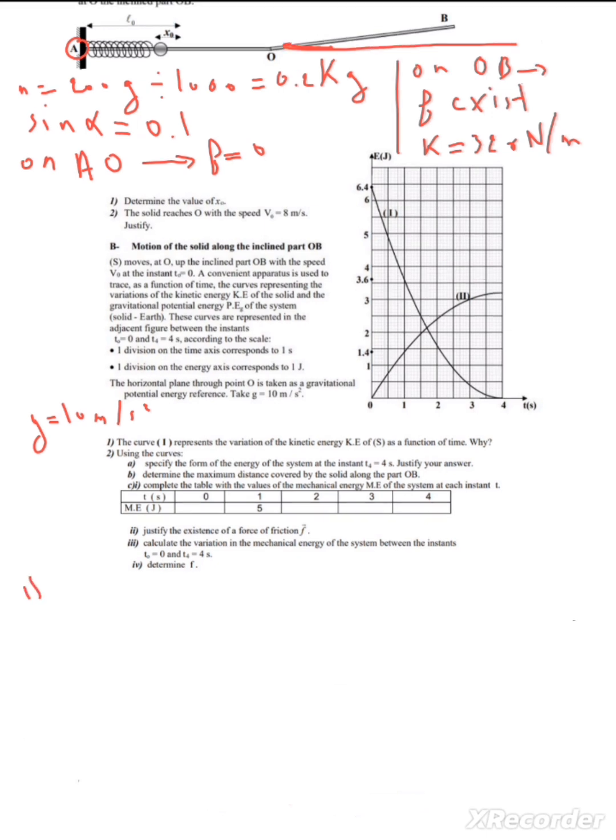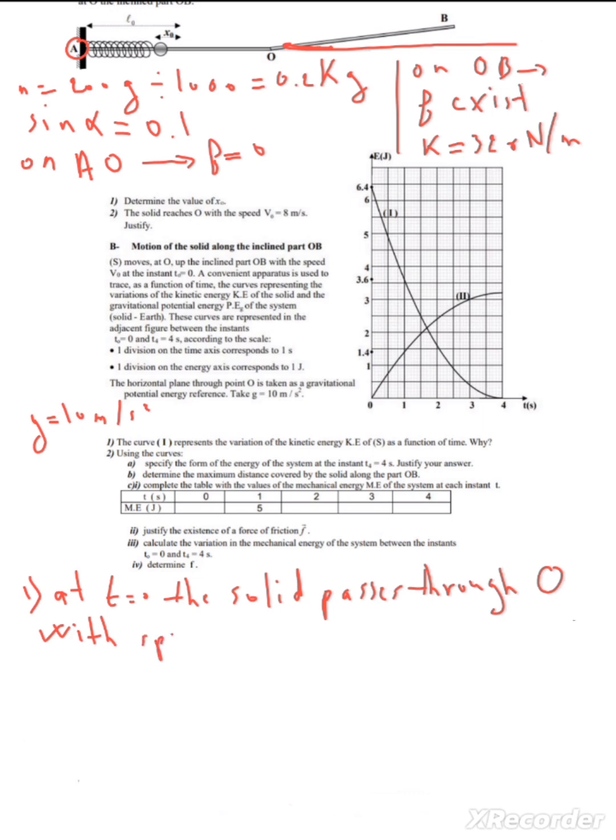So, at t equals 0, the solid passes through O with the speed V0 equal 8 meter per second.